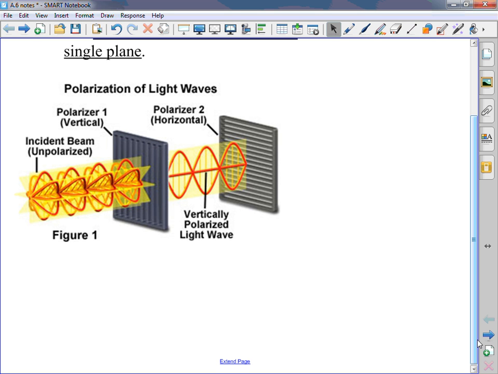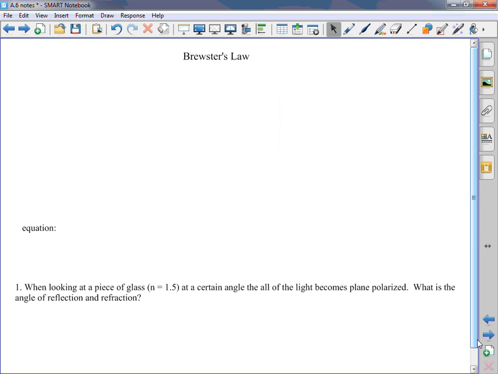Yes, sir. Like what does polarized light look like visually? What does it look like visually to you? It's just light. It's all the same. It doesn't have any other effect. We'll get to some pretty cool effects with polarized light here in a second.